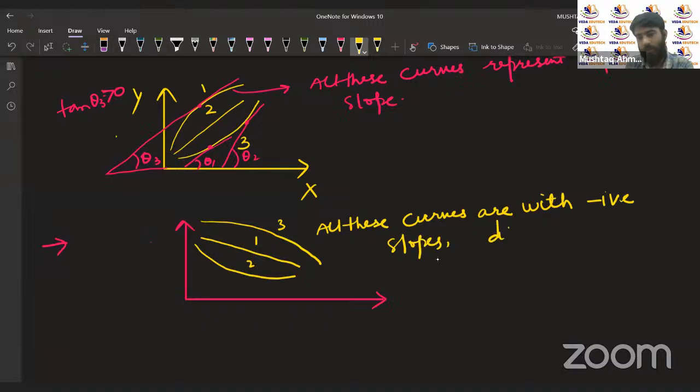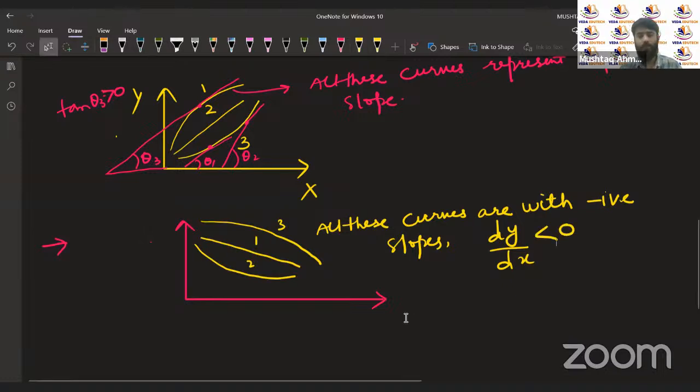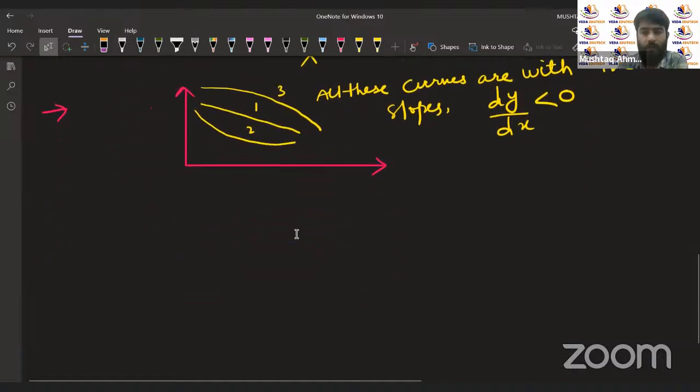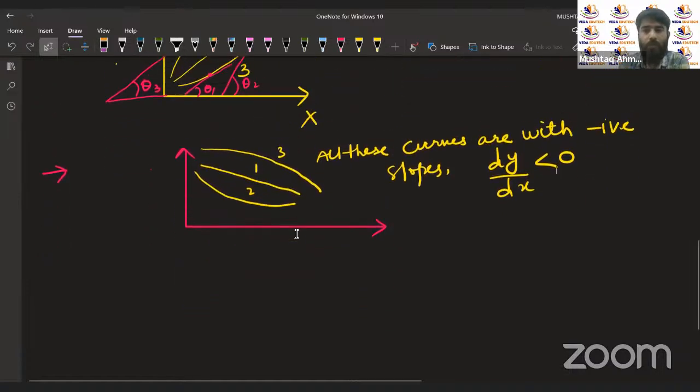That is, the derivative at any point on these curves will be less than 0. It will be negative.